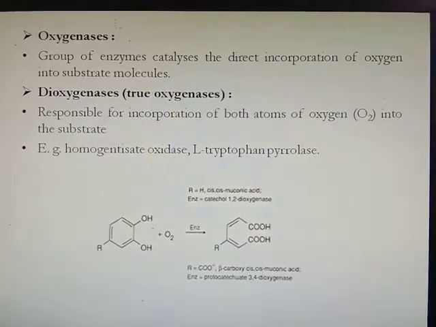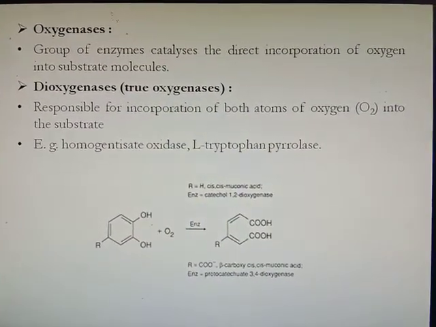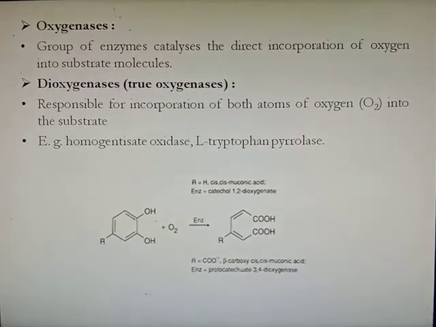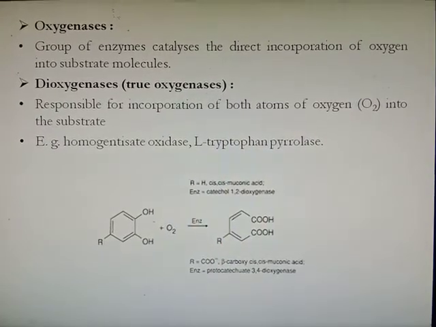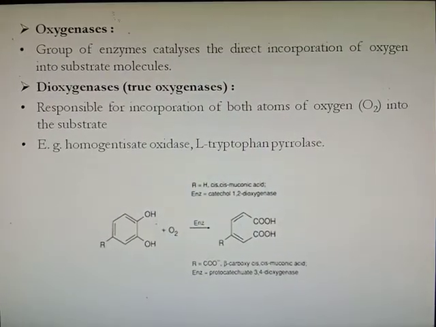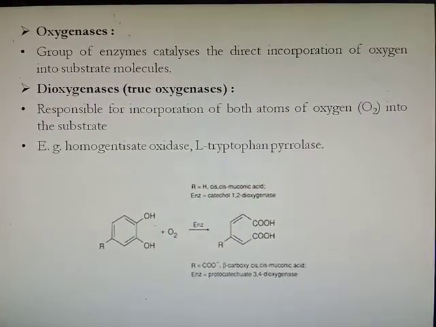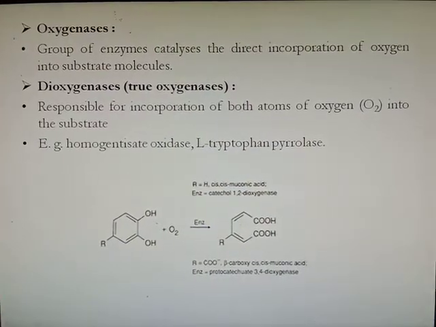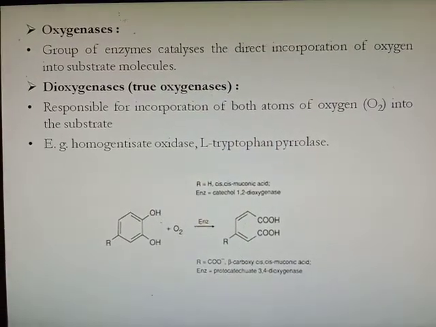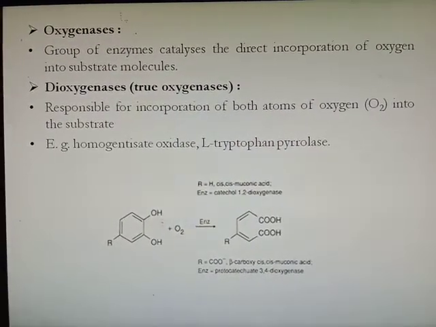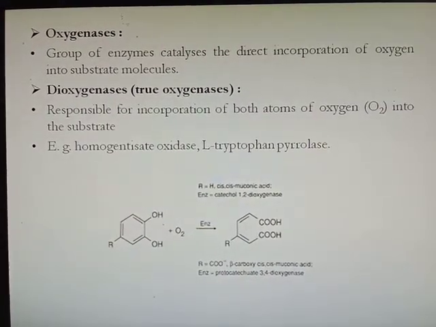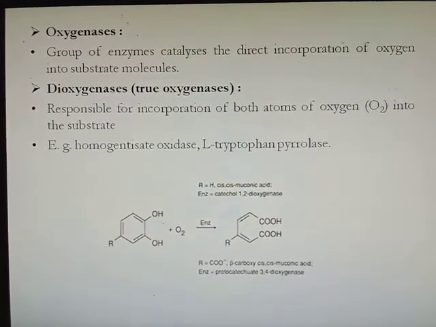The fourth class is oxygenase enzymes. This group of enzymes catalyzes the direct incorporation of an oxygen molecule into the substrate molecule. Oxygenase enzymes are further classified into two groups. First is dioxygenase, also called true oxygenase. These enzymes are responsible for the incorporation of both atoms of oxygen into the substrate. Here, in dioxygenase, two oxygen atoms are incorporated into the substrate. For example, the enzymes under this class are homogentisate oxidase and L-tryptophan pyrrolase.